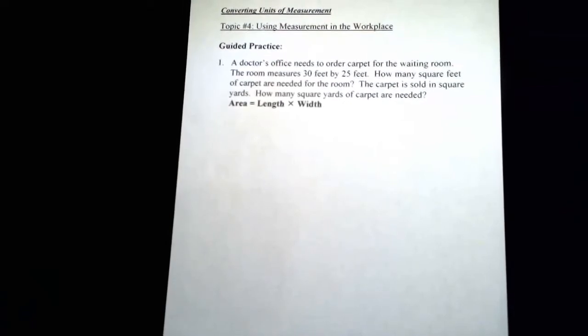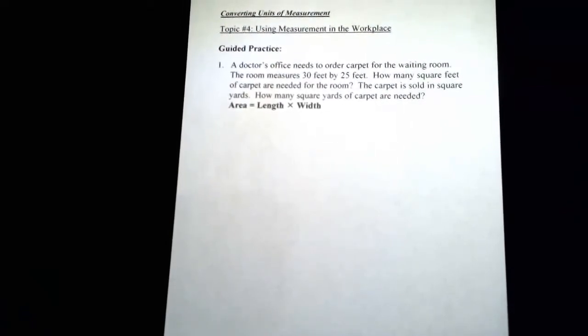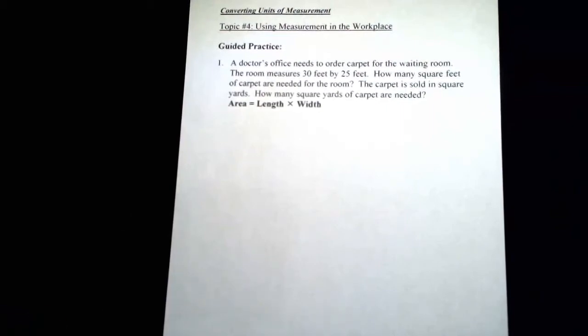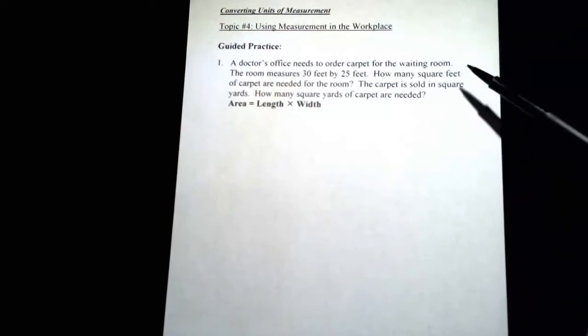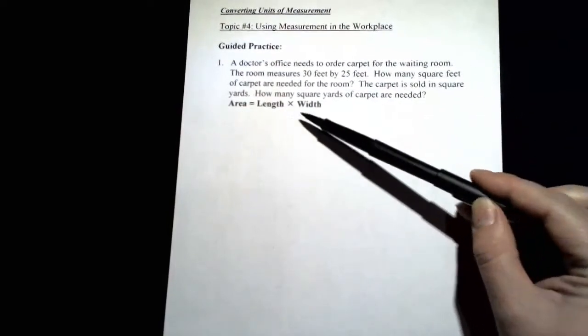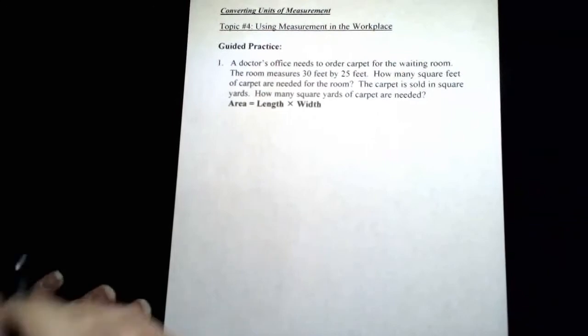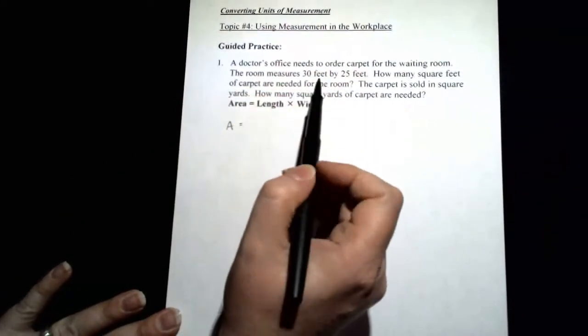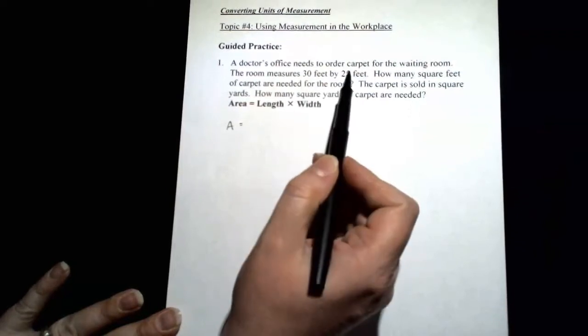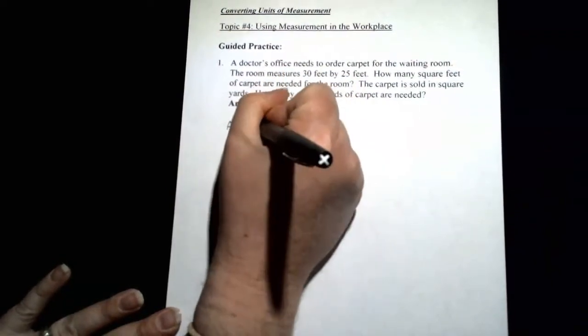Now when I look at what the question is asking, it's asking how many square feet are needed. The measurement square is an indication that area is being asked for here. So we need to find the area of this room in feet. Area equals length times width. So we're going to find the area, making the 30 feet the length and the 25 feet the width.